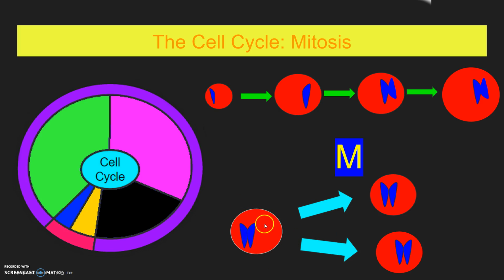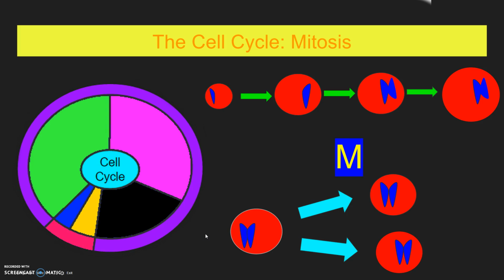Here's a parent cell you see. It's going to divide and create two daughter cells. You see these daughter cells are the exact same size, the exact same chromosomes. They're going to be identical to the parent cell. So mitosis is going to change a parent cell to two daughter cells that are identical. So that would be the cell cycle in general.